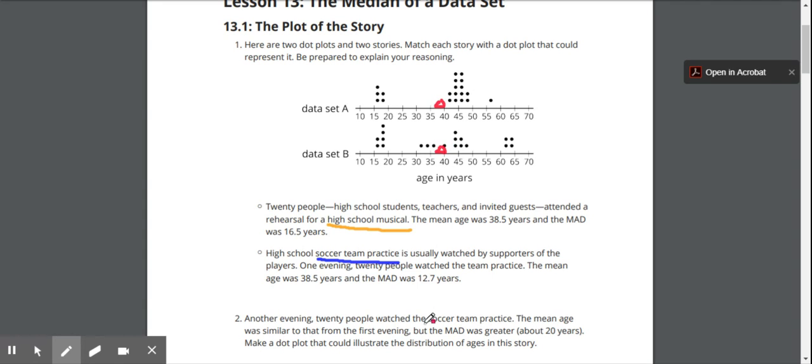Since they have the same mean, what we're really looking at is the MAD, like what is the average distance from each of these points? Like from this point to the mean and from something closer to the mean. We could really draw lines from each of these points to the mean. And what we're looking for is the average distance being 16 and a half years, or the average distance being 12 and 7/10.